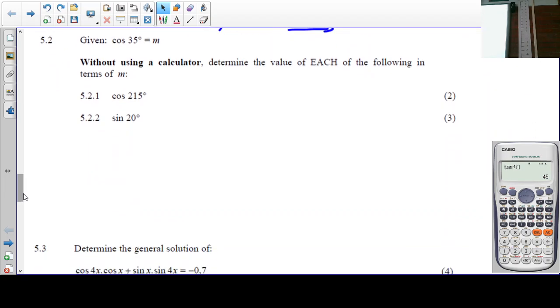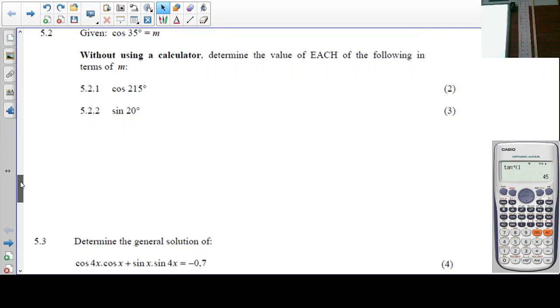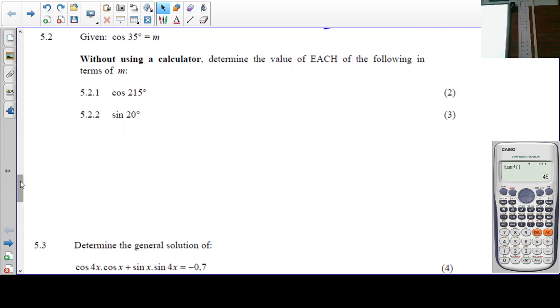Let's look at 5.2. If you had made a mistake in the sum, you can pause the video, redo it, and come back and see if you get it right. Okay. In question 5.2, we are given that cos 35 is equal to m. Without using a calculator, determine the value of each of the following in terms of m.